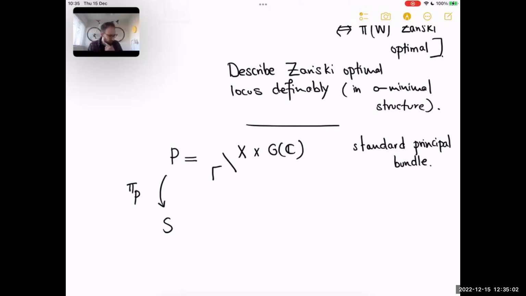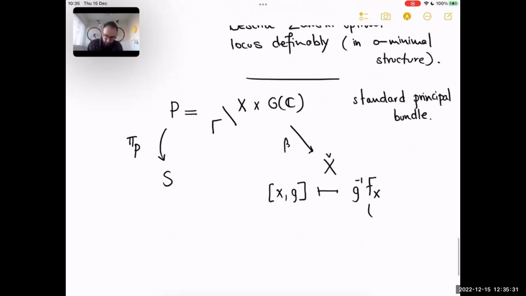So this has an obvious morphism down to S, I'll call pi p. Fortunately, there's going to be a few pi's flying around, but it's not too bad. And it has another algebraic map, which I call beta, which goes to the compact dual of the Hermitian symmetric domain. And this map takes the class of (x, g) to the Hodge filtration given by g^{-1} F_x, where F_x is the Hodge filtration naturally associated with the Hodge structure x.